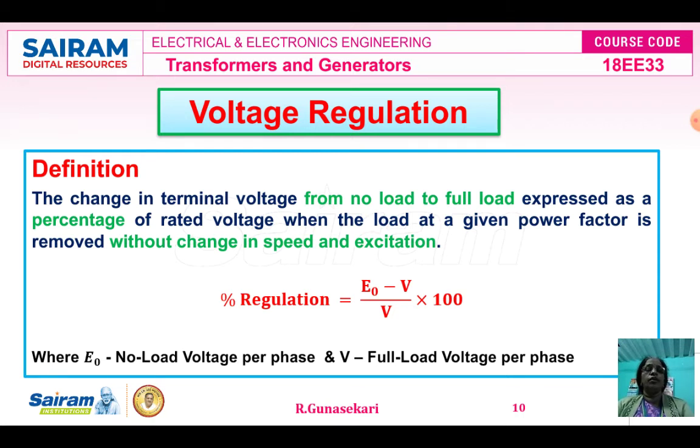The formula of voltage regulation is (E0 minus V) divided by V into 100. The voltage regulation is also called the regulation. The unit of the voltage regulation is percentage only.